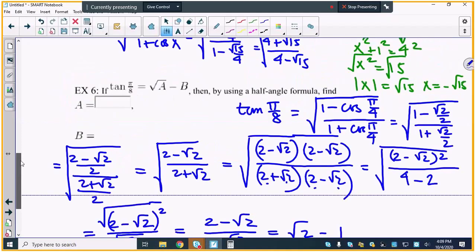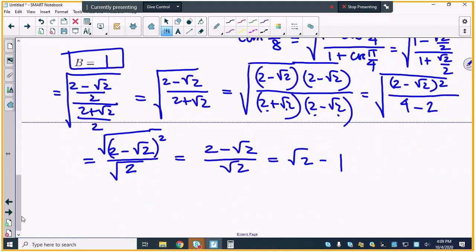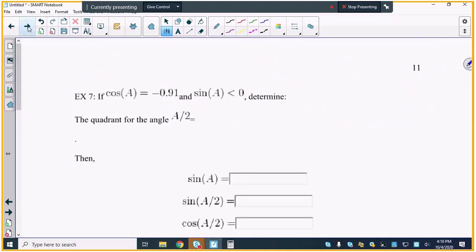I have to compare it with the given form. Given form is square root of a minus b. So a must be 2 because that's square root of 2. And minus 1, so b must be 1. And that would answer my question. So this is what half angle and double angle formula is going to do for us.